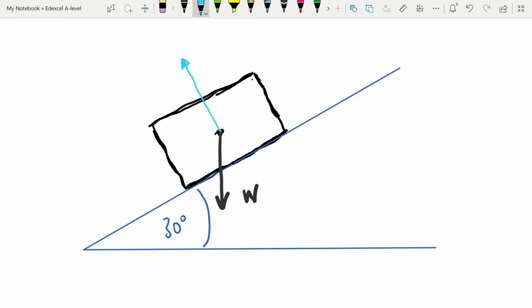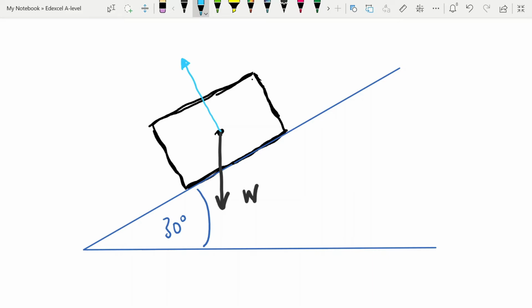And you can see the normal contact force, even if the arrows were the same length, is no longer along the same line as the weight, and so it's not balancing the weight. And obviously, as we know, this box is going to slide down the slope. But what is the force causing it to slide down the slope?